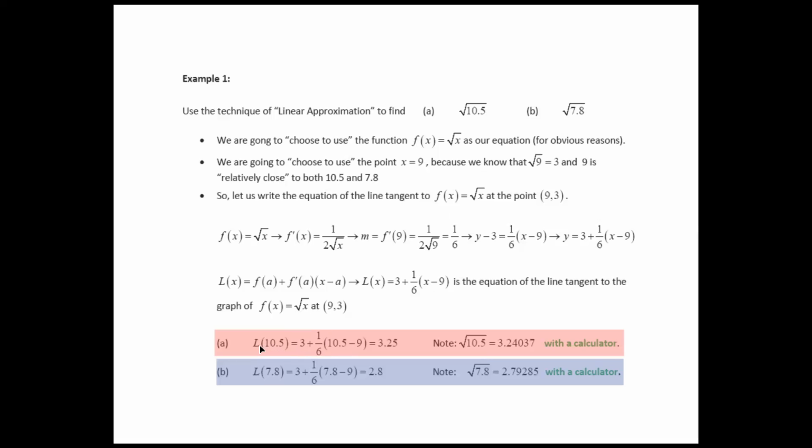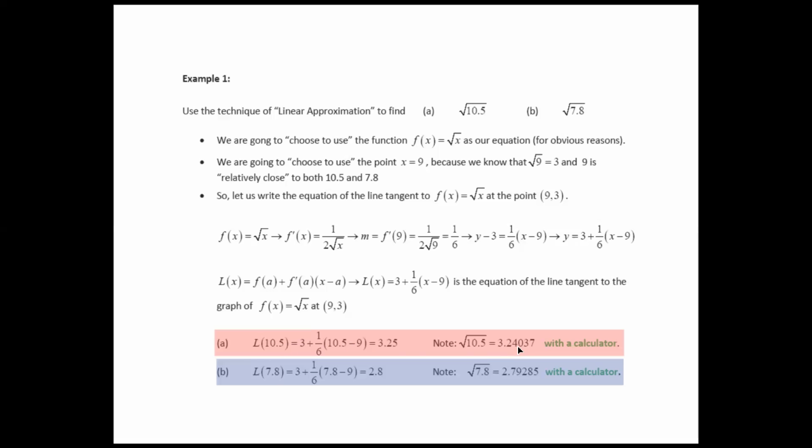We are going to see what we get for an answer when we put 10.5 into this linear equation. All I do is subtract the 9 from the 10.5, that's doable. I take 1/6 of that, that's doable, and add that to 3, that's doable, and I get 3.25. In other words, that's my approximation of the answer. That's not the actual answer, though. Here's the actual answer if you use a calculator.